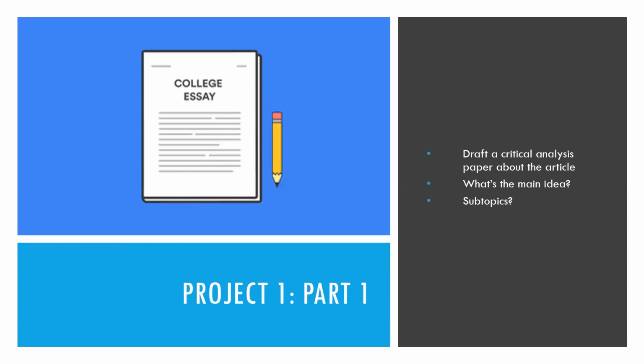Write a paper critically analyzing the article. A critical analysis paper is not a book report. Rather, it's you, the researcher, finding the thesis or the central purpose of the article, and then you explain it. Additionally, you're going to identify the subtopics or claims made throughout the article. So without recapping the entire article, you're essentially identifying what's important about the article.